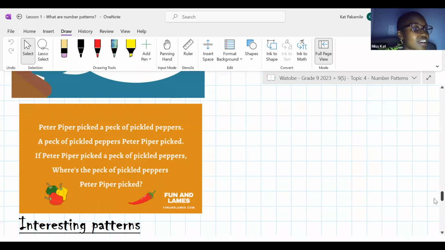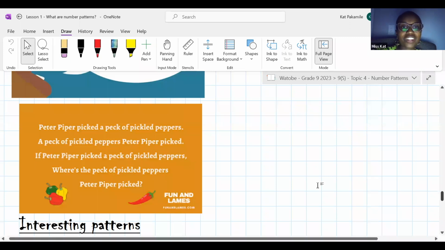Peter Piper picked a pack of pickled peppers. A pack of pickled peppers Peter Piper picked. If Peter Piper picked a pack of pickled peppers, where's the pack of pickled peppers Peter Piper picked? Woo! That deserves a poo, poo, poo, poo. That was beautiful. Thank you, Emmanuel.